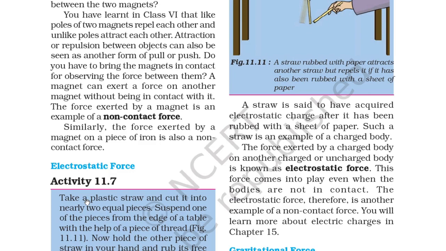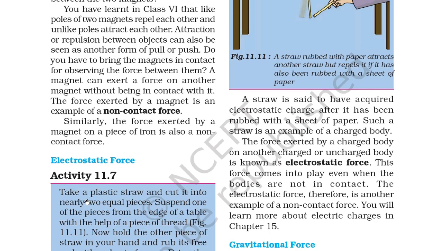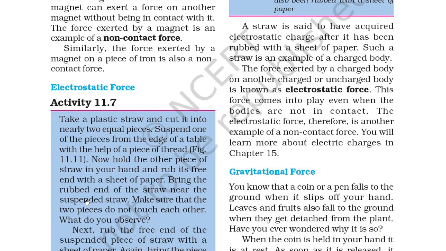Do you have to bring the magnets in contact to observe the force between them? A magnet can exert a force on another magnet without being in contact with it. The force exerted by a magnet is an example of a non-contact force. Similarly, the force exerted by a magnet on a piece of iron is also a non-contact force.